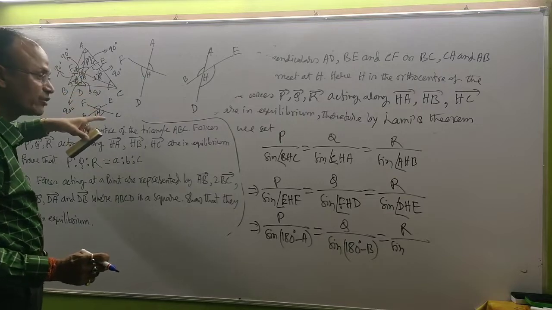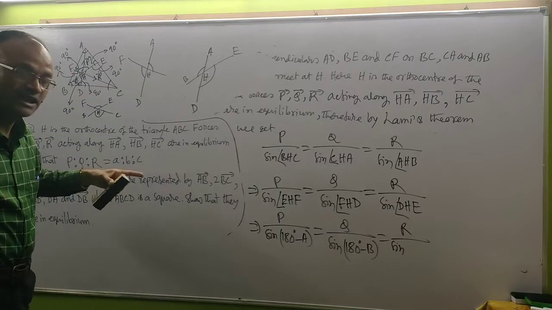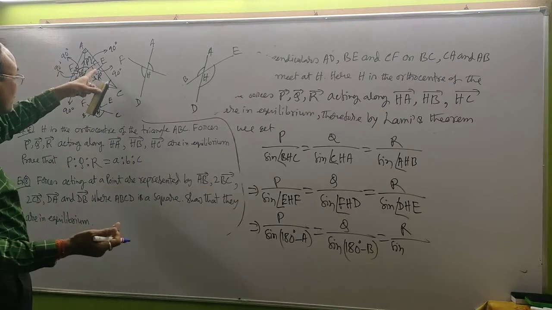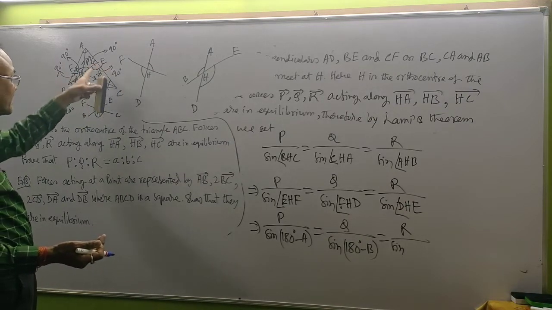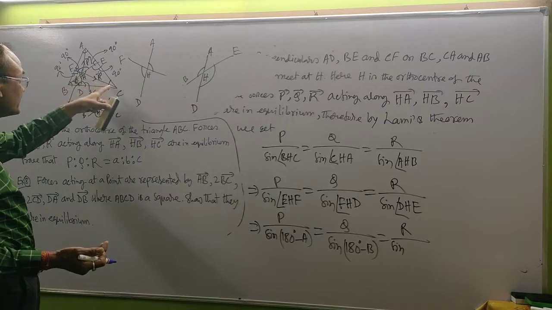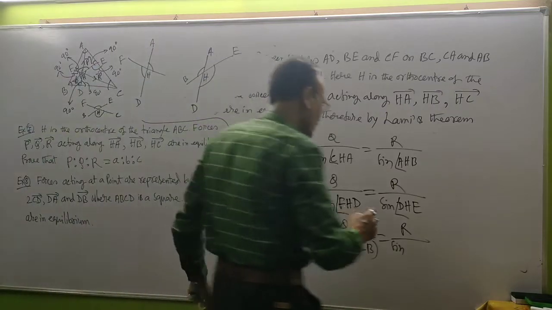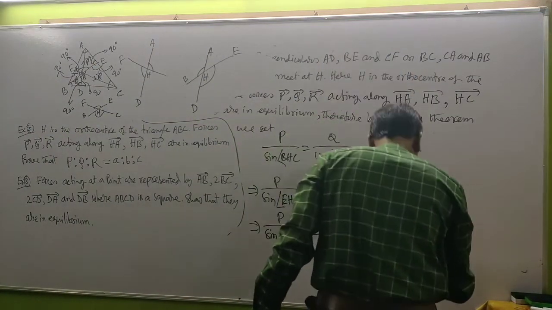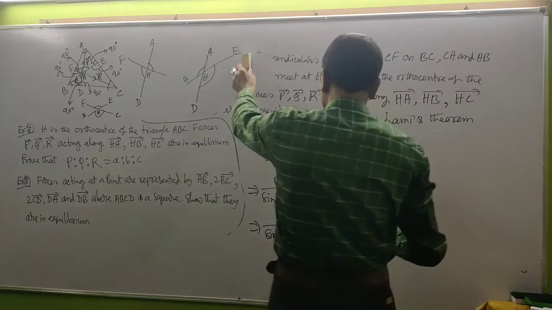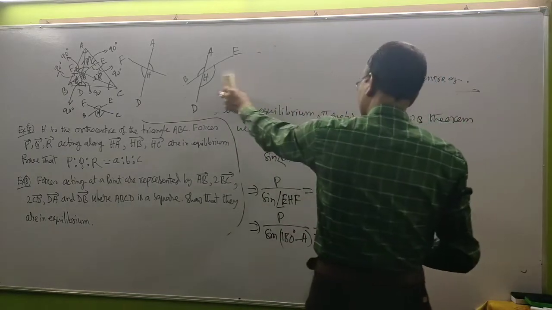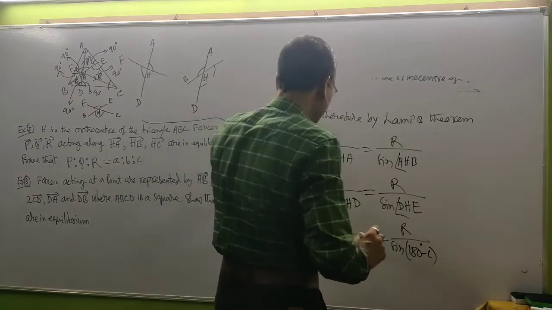Therefore, the sum of the interior angles will be equal to 360 degree. The sum of this angle and this angle are 180 degree, 90 degree plus 90 degree. Therefore, the sum of this and this should be equal to 180 degree. So sin 180 degree minus C.